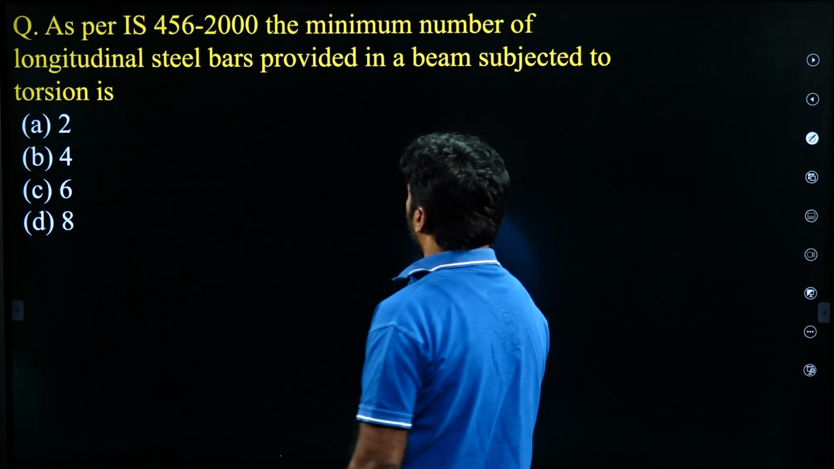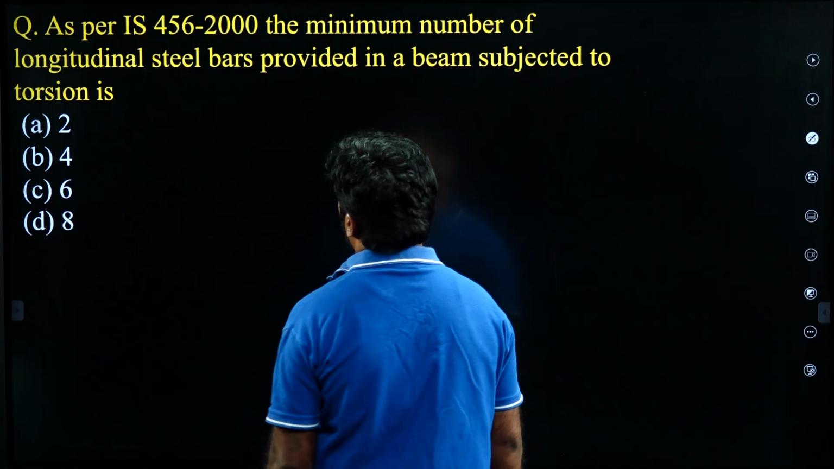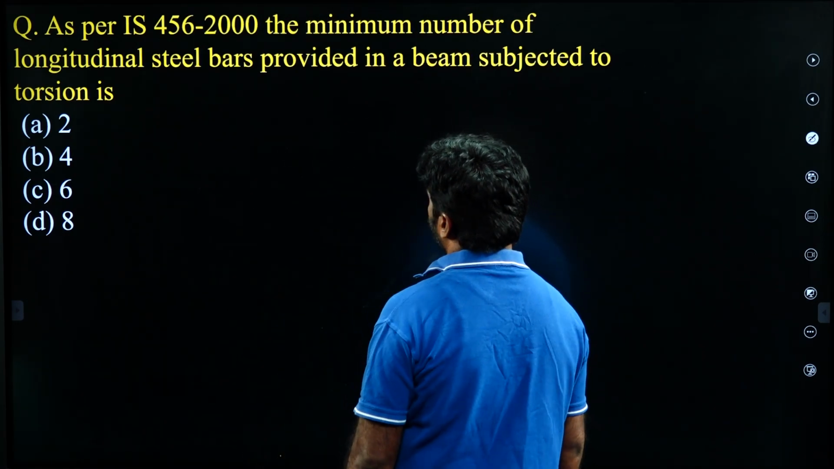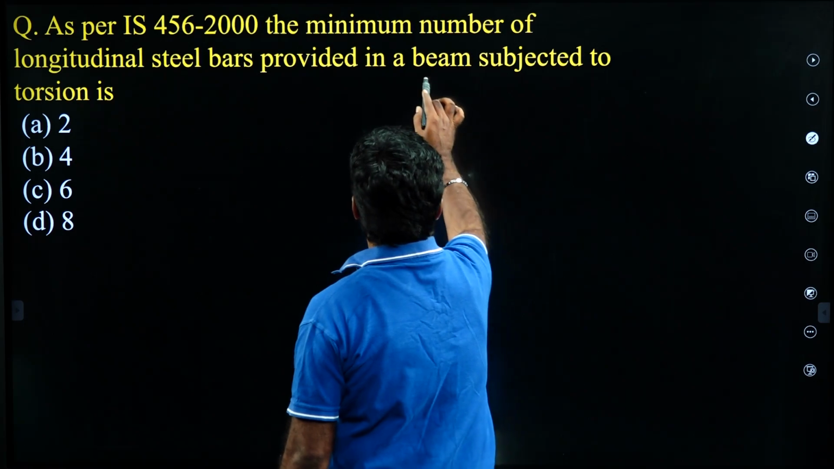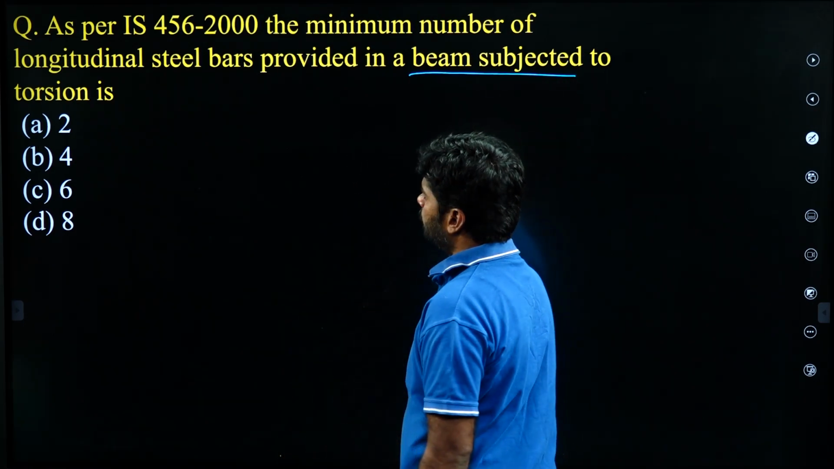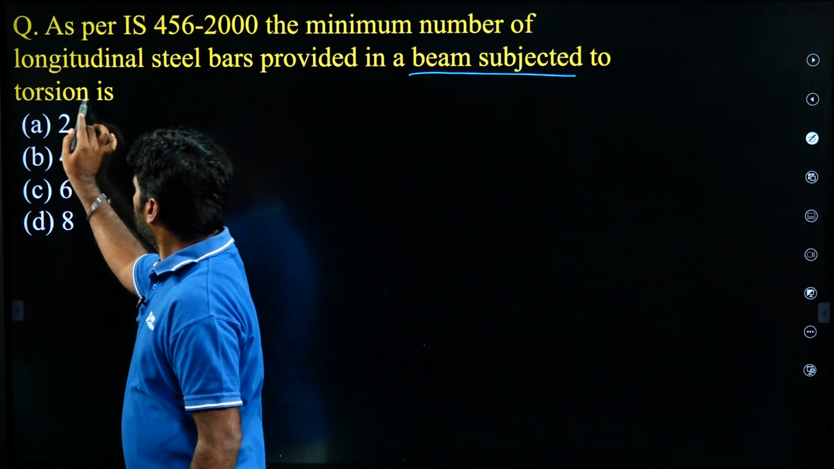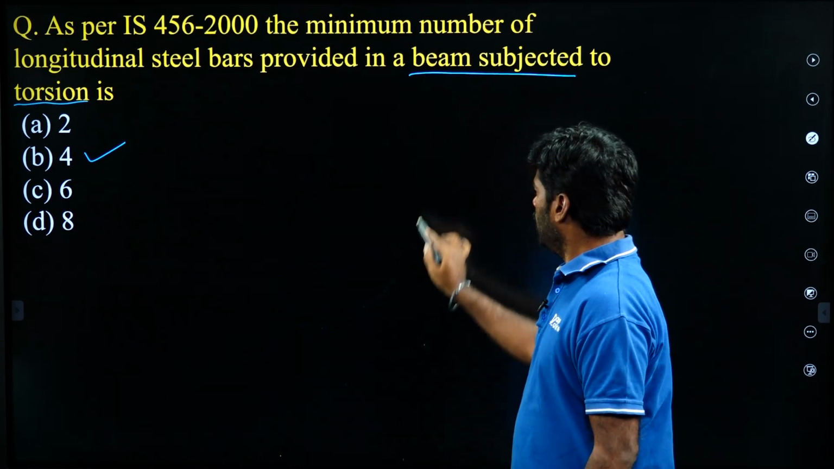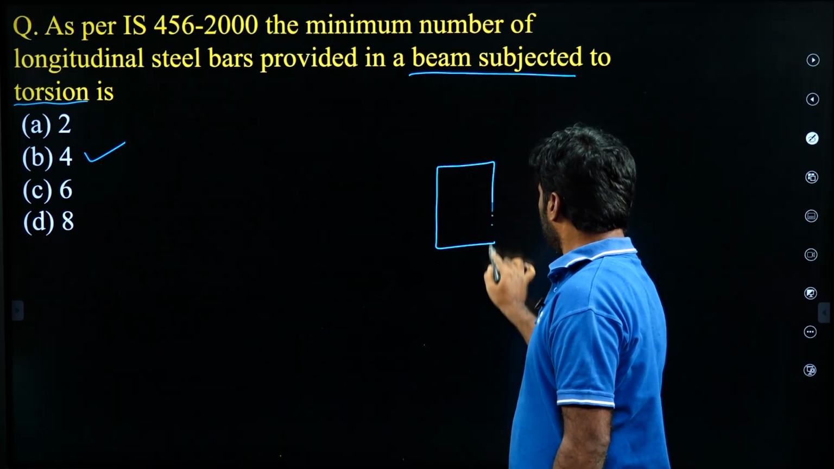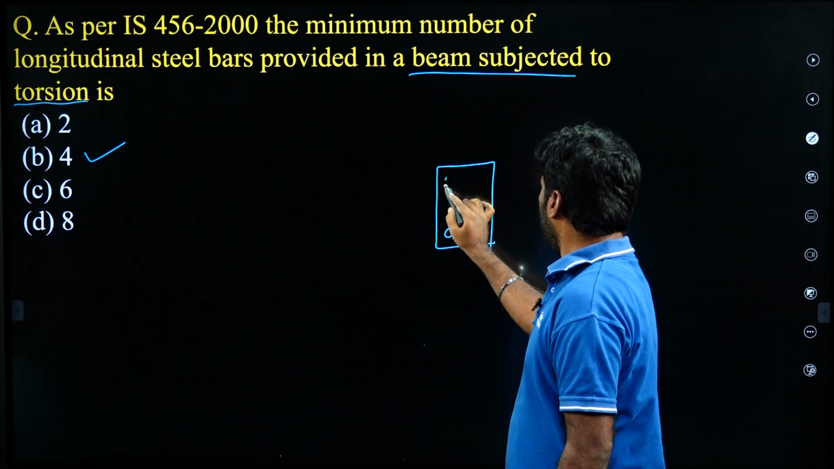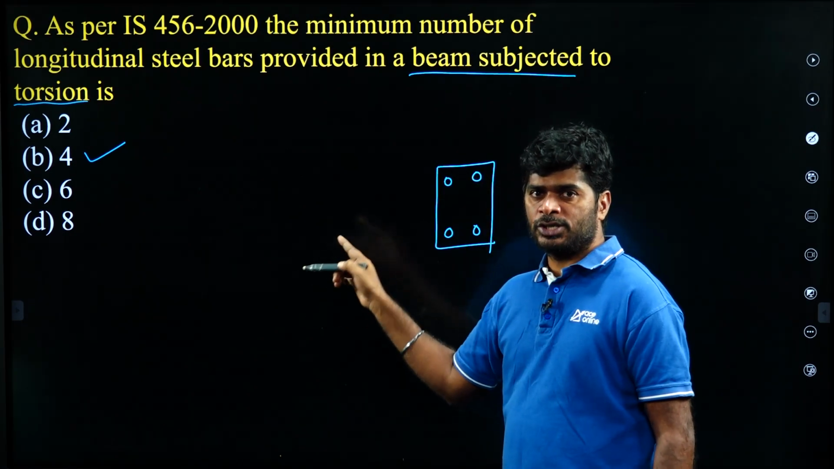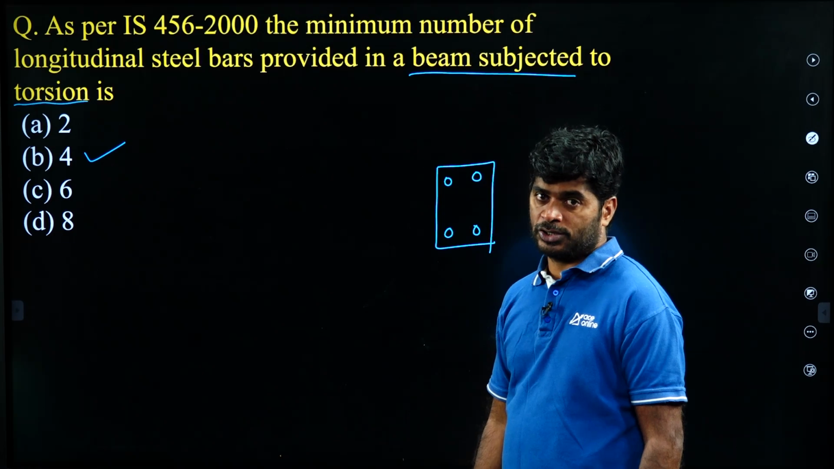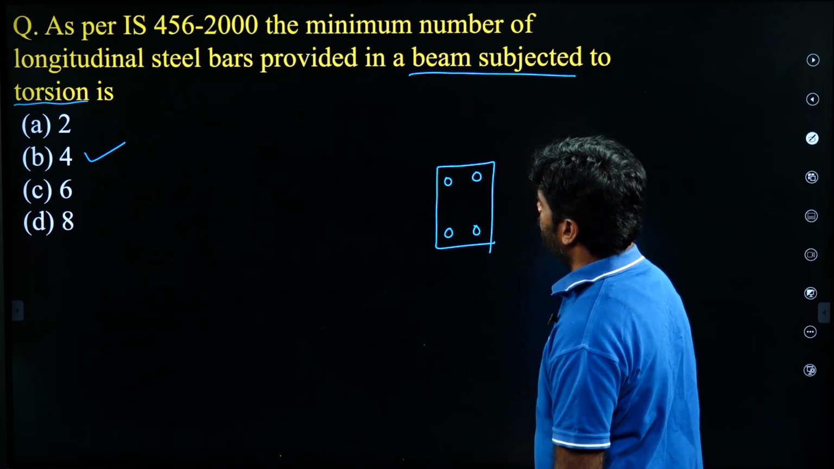As per IS 456-2000, the minimum number of longitudinal steel bars provided in a beam subjected to torsion. When a beam is subjected to torsion, provide minimum 4 longitudinal bars. In beams, provide minimum 4 longitudinal bars, 1 at each corner, okay, when the beam is subjected to torsion. Next one.